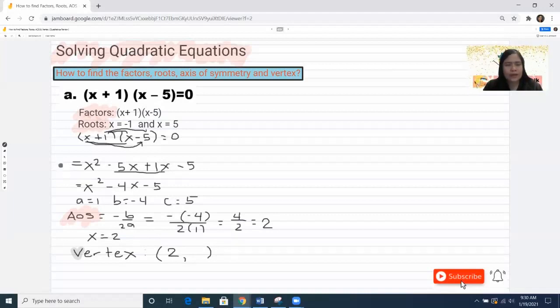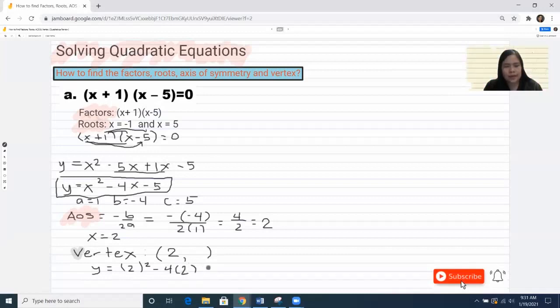To find the y value, we will substitute. We can use this equation, the standard form, to find the value of the y. And don't worry, I will teach you also the shortcut one. Writing the standard form, we will substitute all the x in here with the value of itself, which is 2. So instead of x squared, we will have 2 squared, and then minus 4, we'll replace again the x by 2, minus 5.